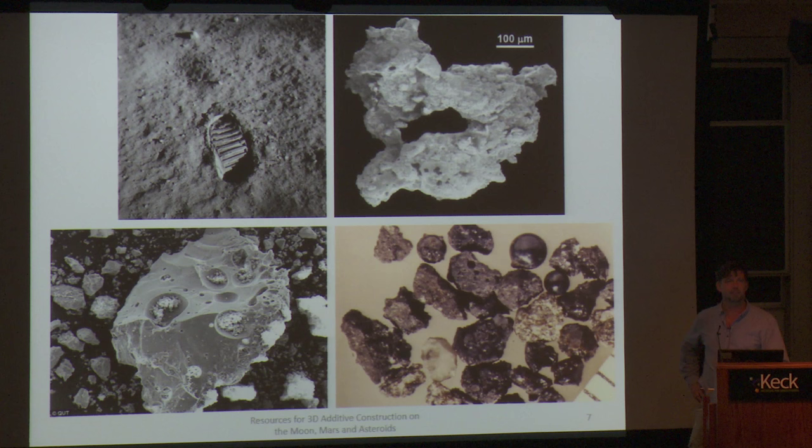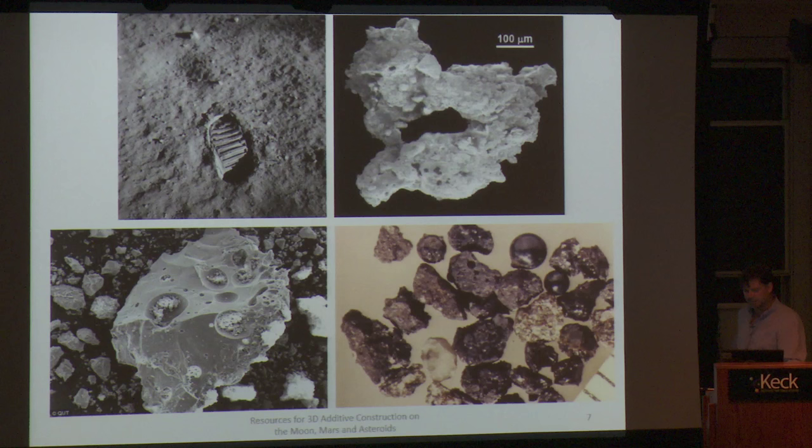And on the right, we see a little sample of soil particles, including glass spherules. That was molten material that solidified before it landed, and so the surface tension pulled it into a sphere. There are rock fragments. There are pure mineral fragments, as well as the agglutinates.